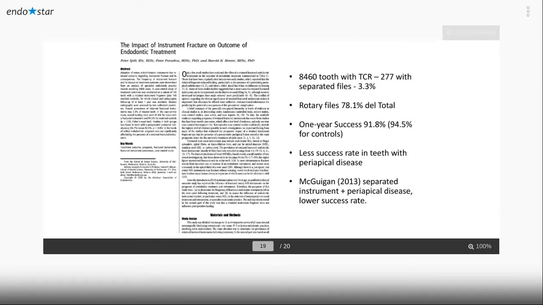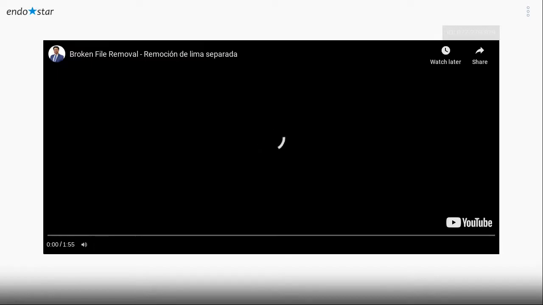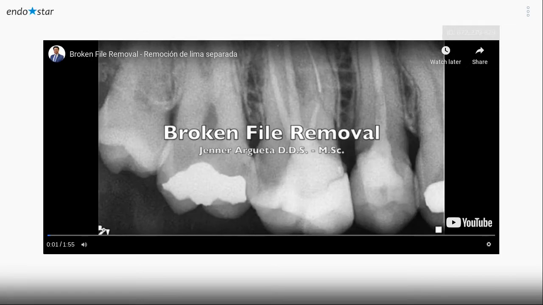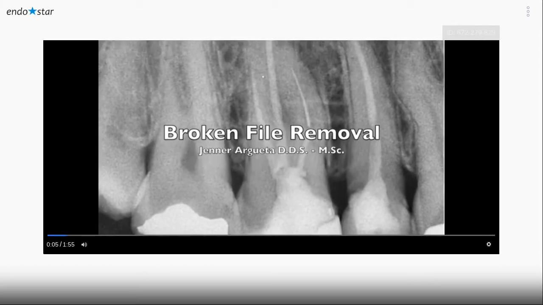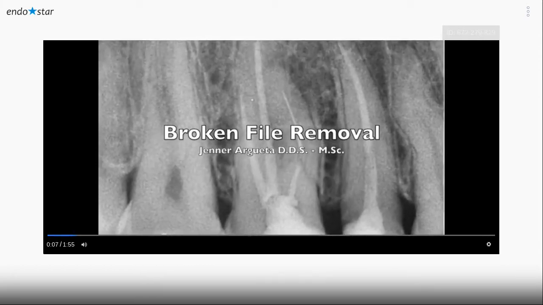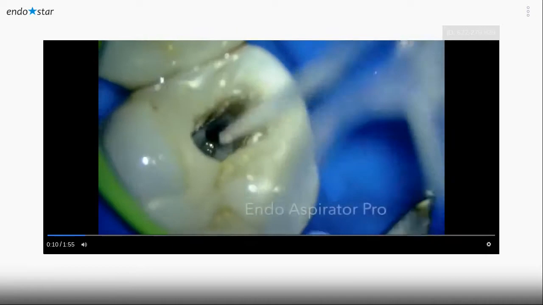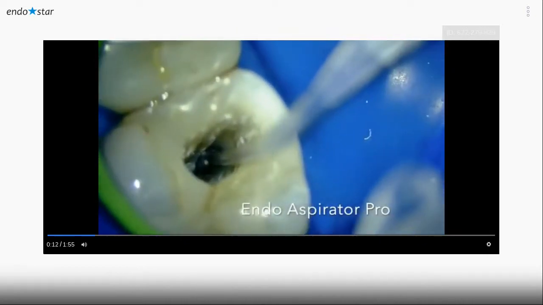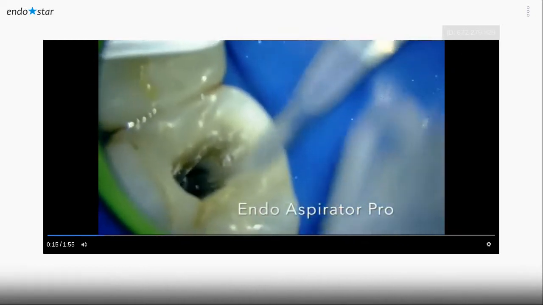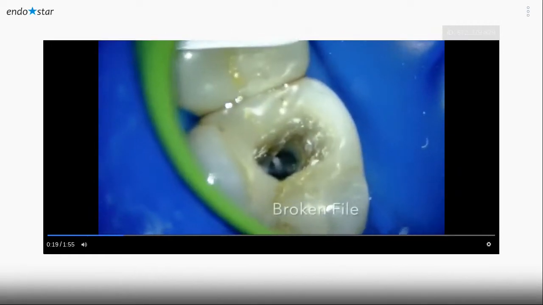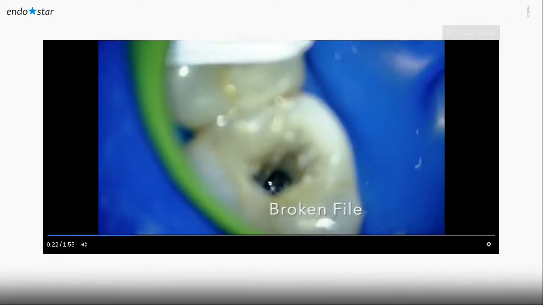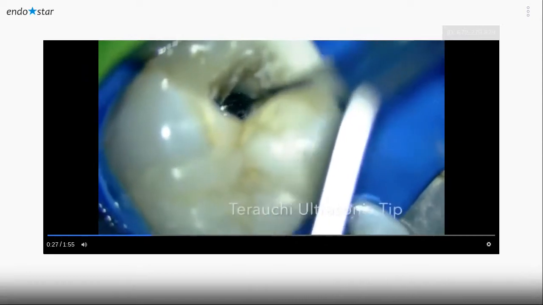And just for finishing with my part, I want to show you this video. This video is about the complete process of removing a broken file. Very important, we need to see what we want to remove. If you are not able to see the head or the coronal part of the broken file, it's not going to be possible to remove it.